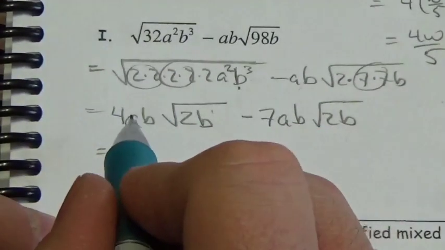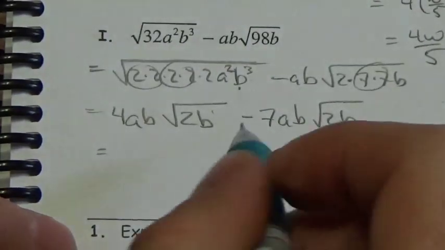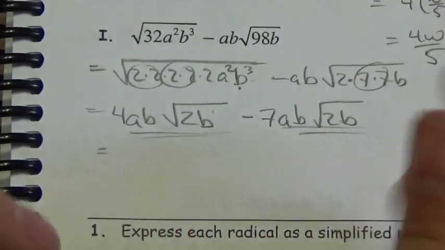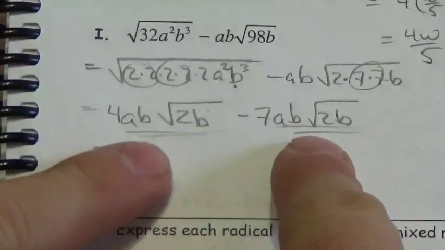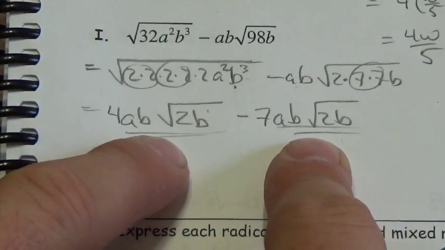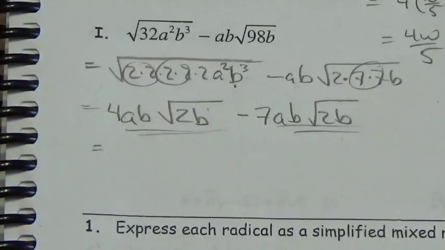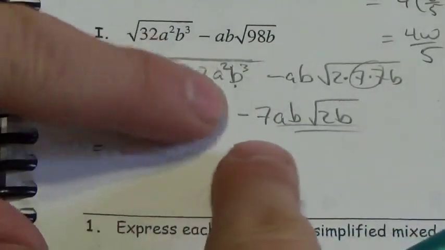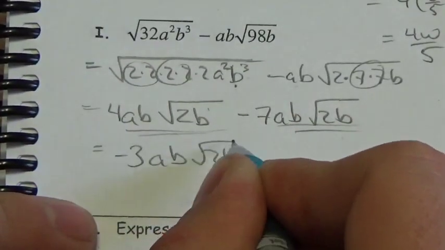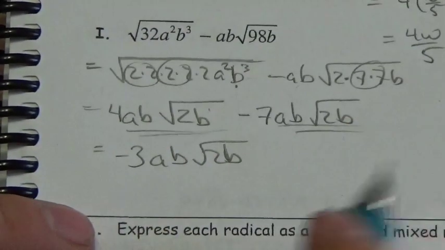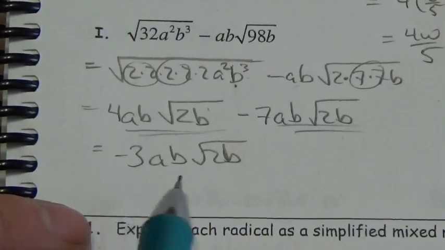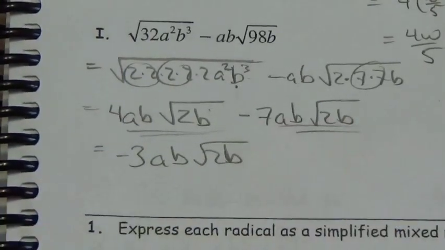I've got 4ab root 2b's, and I'm going to subtract 7ab root 2b's. The variable portions and the radical portions all work together. And because they're exactly the same, I don't know what they are, by the way. I have no idea what those numbers are that they're supposed to represent. Not a clue. But I do know that if I've got 4 of them here and I take 7 of them away, I'm going to have negative 3, whatever that is, left over. If I've got 4 of them here and I take 7 away, I'm going to be left with negative 3ab root 2b's. That's it.